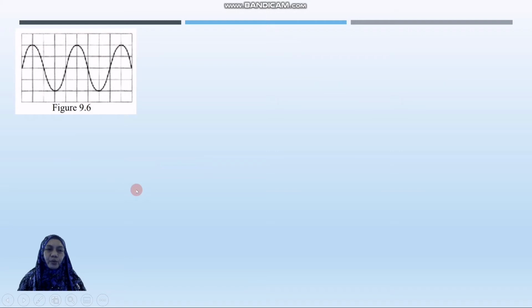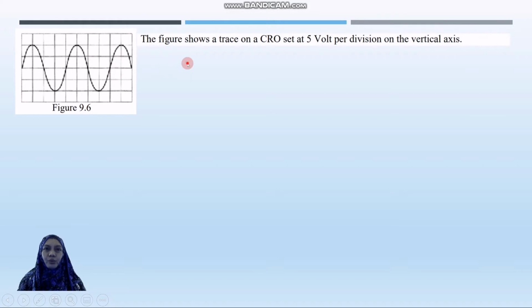Okay, next question. Refers to figure 9.6. If you look at this figure, what do you understand? Okay, the CRO is connected with an AC voltage in which the time base is switched on. Okay, so what do we have here?